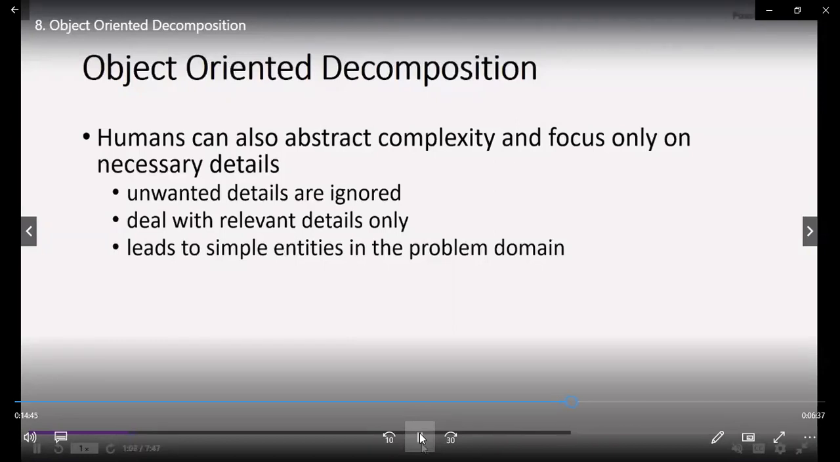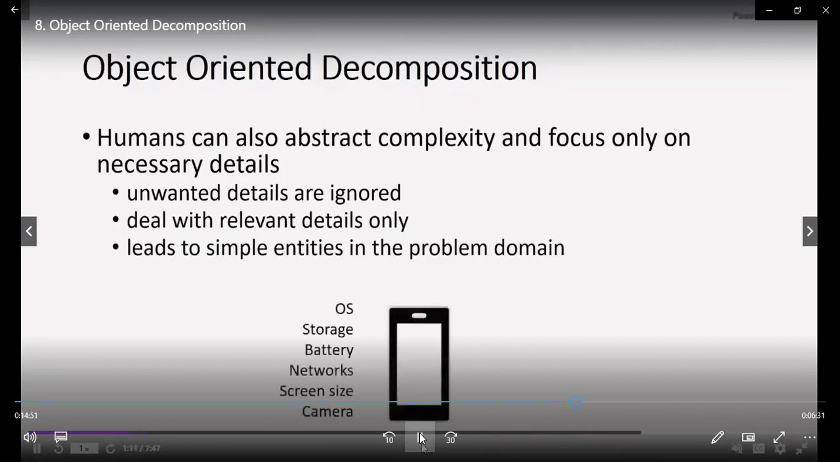But now there is another way through which humans deal with complexity, where we can abstract the complexity and focus only on the necessary details. That means the details that we do not need are ignored, and we deal only with those details which are relevant to us in our domain. The result is that it leads to the simple entities of the problem domain.